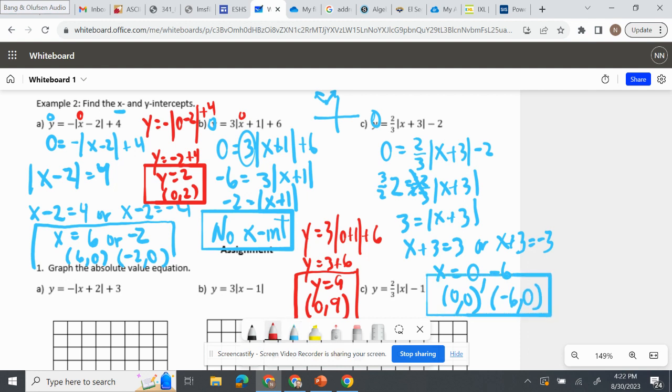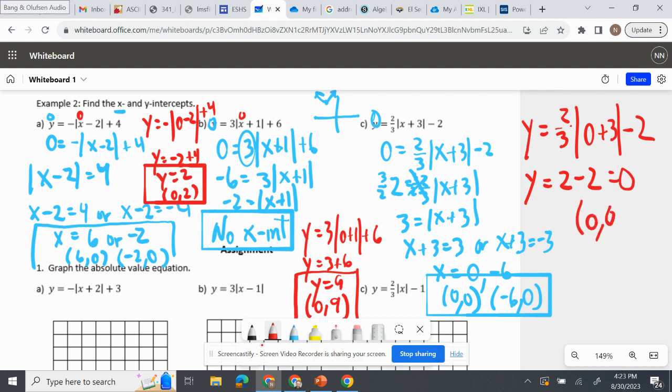Now, for the y-intercept, I have y equals 2/3 times the absolute value of 0 plus 3, minus 2. 0 plus 3 is 3, and then 3 times 2 is 6, divided by 3 is 2, and then minus 2 gives us 0. And that would be the ordered pair (0, 0), which we could have guessed because notice that our x-intercept also has a 0. So it would be the same thing. It's on the origin, so it goes through the x and the y-intercept.